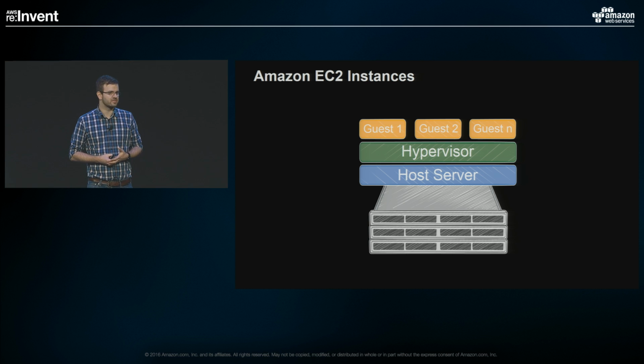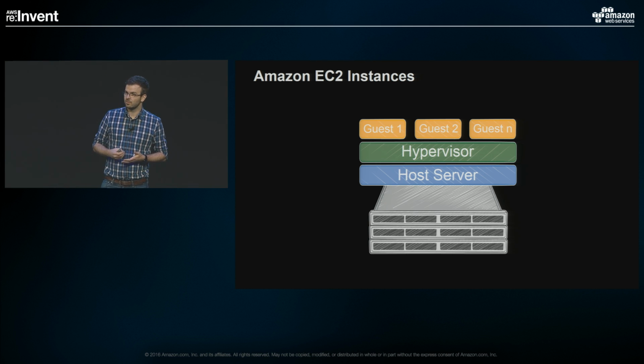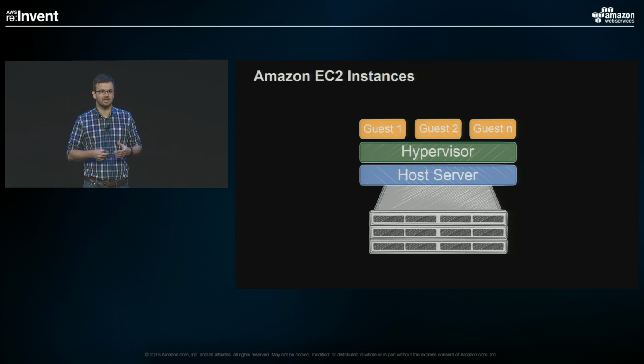So let's start at the basics. What is an EC2 instance? Well, EC2 instances are virtual machines. So they are guests that are sitting on top of a hypervisor that's running on a piece of physical hardware.